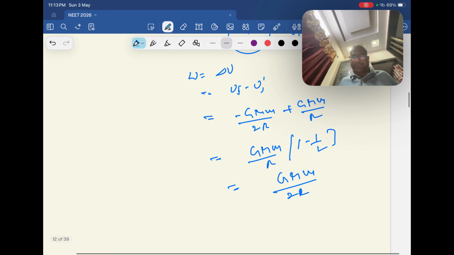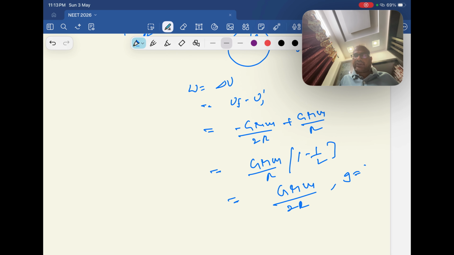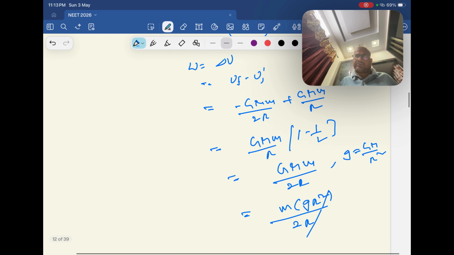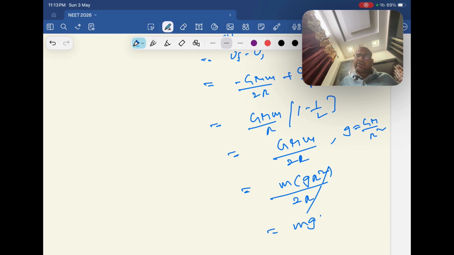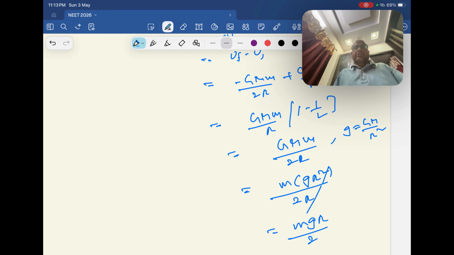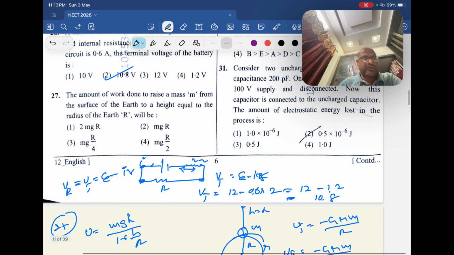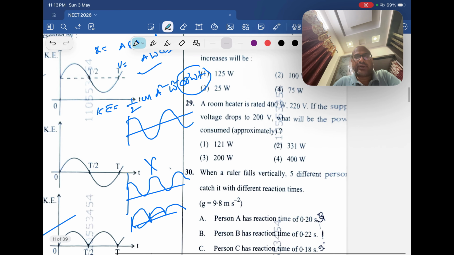Yes or no? And the g formula is GM by R square. So in that sense, m into g R square by 2R, students. So this becomes how much? mgR divided by 2. mgR divided by what? 2. So in terms of g is what is asked, no? So this will be the answer for this question. Okay, now coming to the next question.